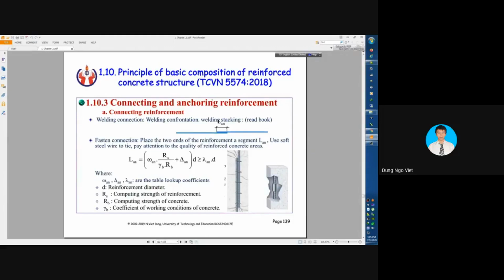Connecting reinforcement. We have many types of connection of the reinforcement. The first one is the welding connection, welding or welding stacking. The second one is the fasten connection. We place the two ends of reinforcement.